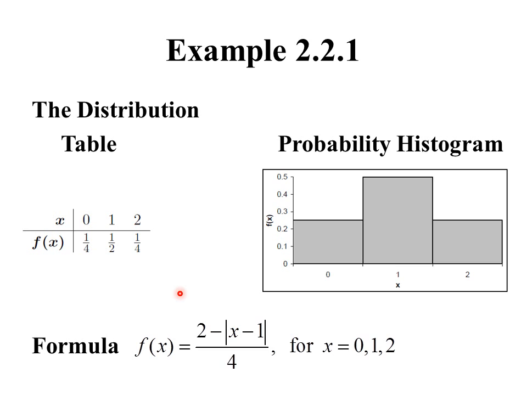Now lastly, we can find a formula. And here's a formula. f of x is equal to this. And so if we plug in 0, we're going to get out the number 1/4. If we plug in 1, we're going to get out 1/2, and so on and so forth. Okay. Now exactly how we found this formula isn't terribly important. What's only important is that it works. If we plug in 0, we get out 1/4. We plug in 1, we get out 1/2. We plug in 2, we get out 1/4. And so those are 3 different ways of describing the distribution of this particular random variable.